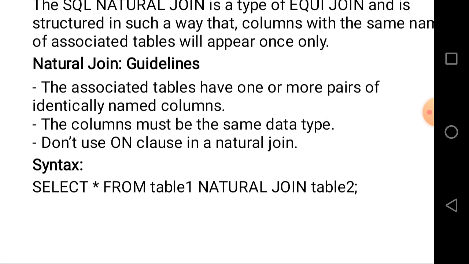And the syntax is select star from table 1 natural join table 2. So there is no condition at all. Neither a comparison operator nor any type of condition with a where clause is used in natural join. So if you want to perform natural join, just write select star from table name 1 natural join table name 2, and both tables will be joined on the basis of some common column name of the same data type.